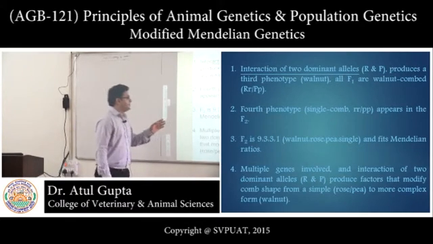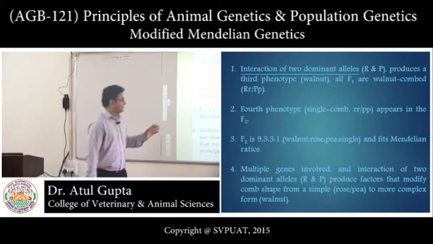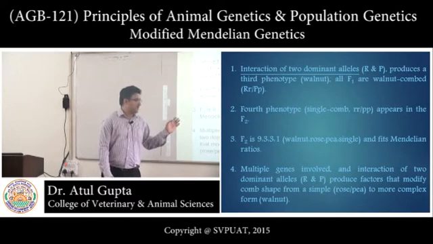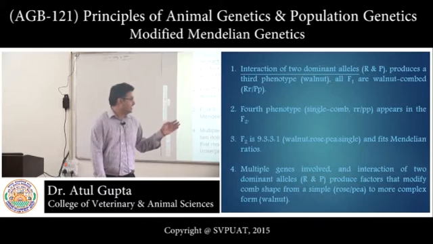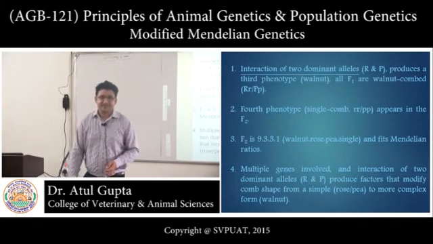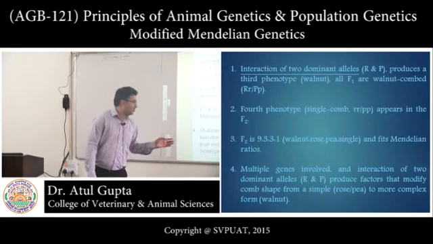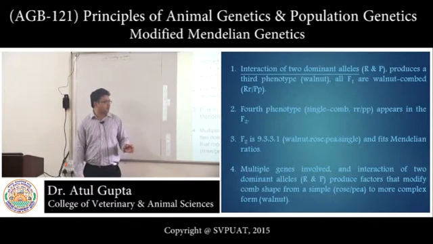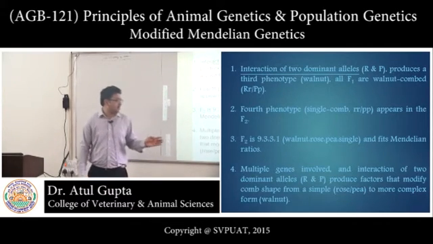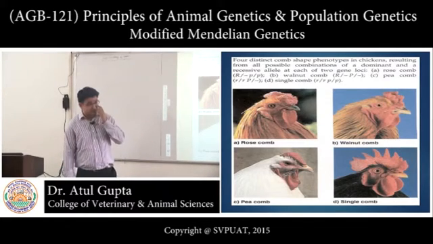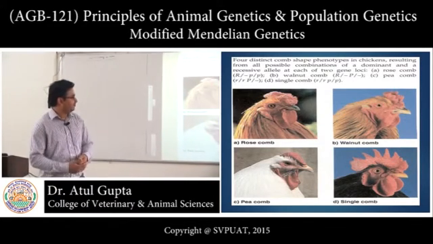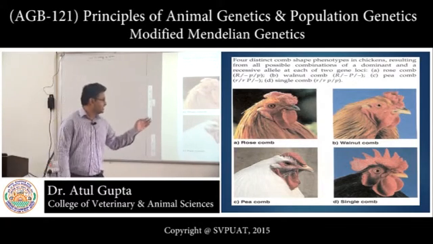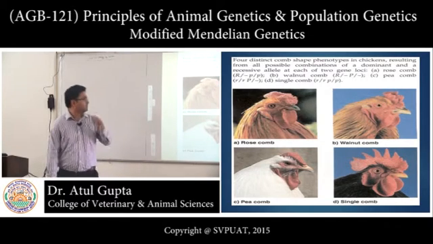The fourth phenotype, single comb, appears in F2 only. In F2, the ratio of walnut to rose to pea to single will be 9:3:3:1, and it fits Mendelian ratios. Multiple genes are involved, and the interaction of two dominant alleles, R and P, produces a factor that modifies comb shape from a single to a more complex form, a walnut. So these are the photographs of these combs. In A, you can see the rose comb, then walnut, then pea, and then single comb.